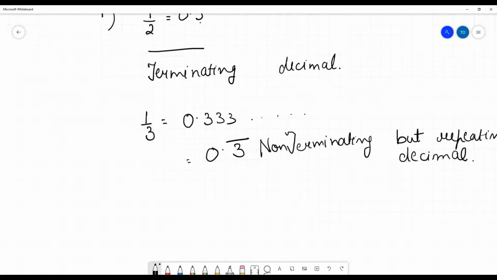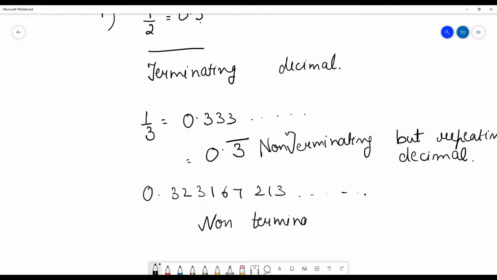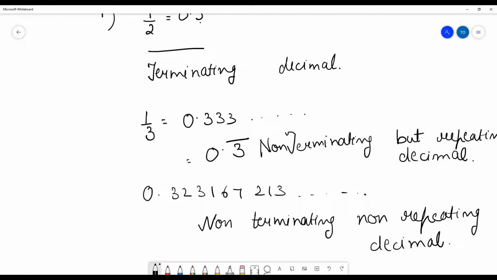But in case a number is given that continues like this, where there is no pattern of repetition and it is also non-terminating, this means it is a non-terminating and non-repeating decimal. So we can say that this is not a rational number. For this we have the note.